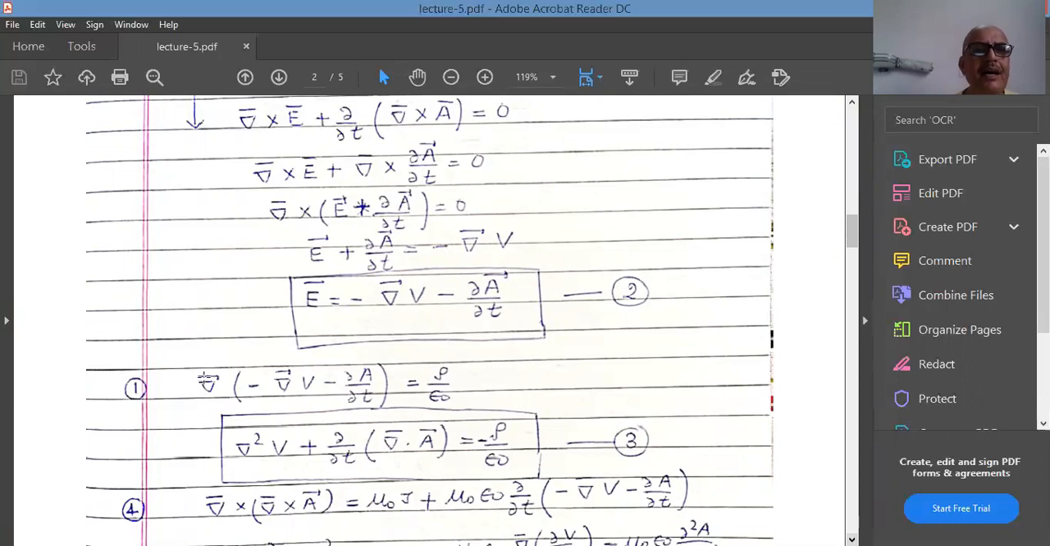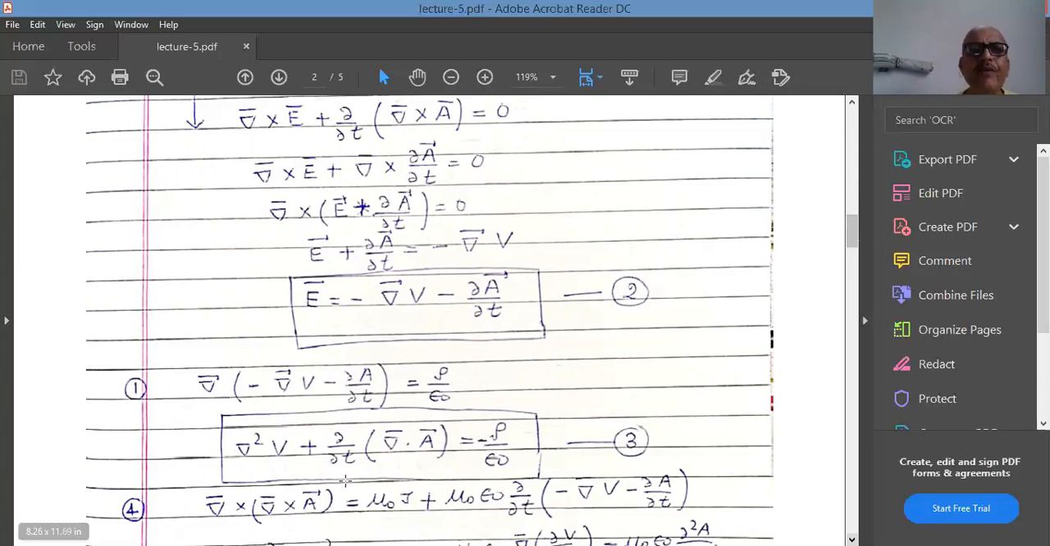So we make a substitution in the first equation. Divergence of E is rho upon epsilon 0, so the divergence of minus gradient of V minus del A over del t is rho upon epsilon 0. A dot is missing here, so please put a dot here. Then it will become the divergence of gradient of V, which is del square V, plus del over del t of divergence of A, now equal to minus rho upon epsilon 0. The minus sign from this side has been taken onto the other side.